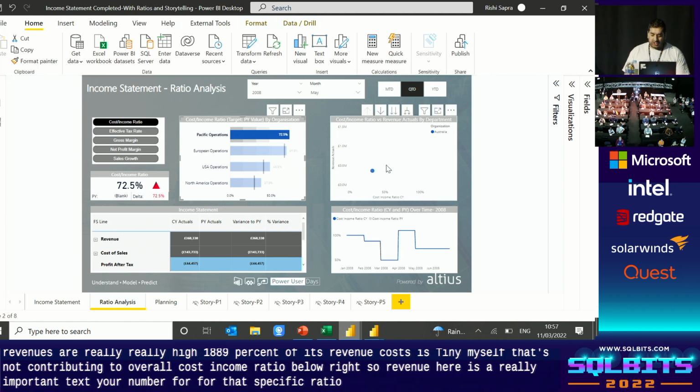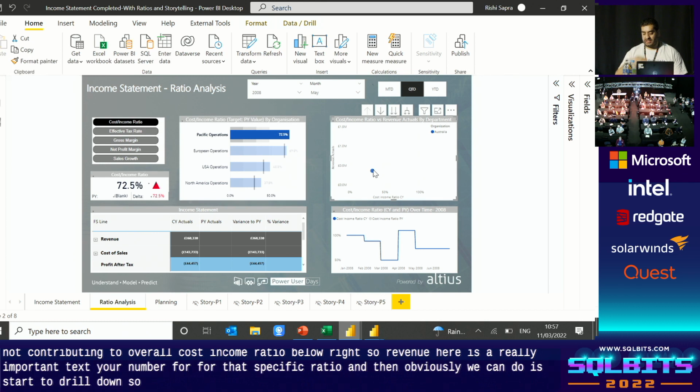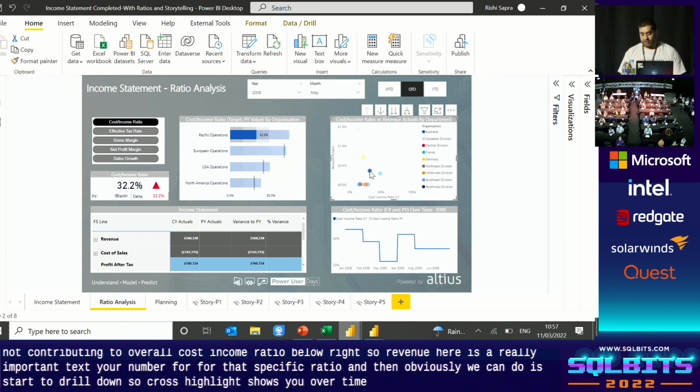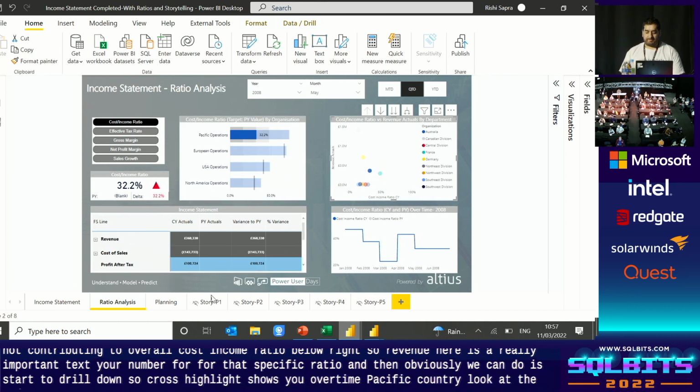And then obviously what you could do is start to drill down. So cross highlight shows you over time. Focus on a specific country and look at the income statement for that.